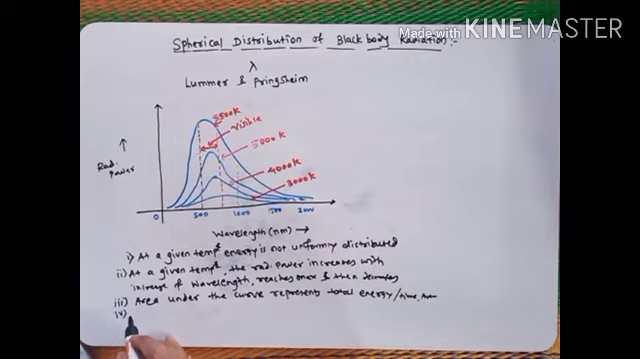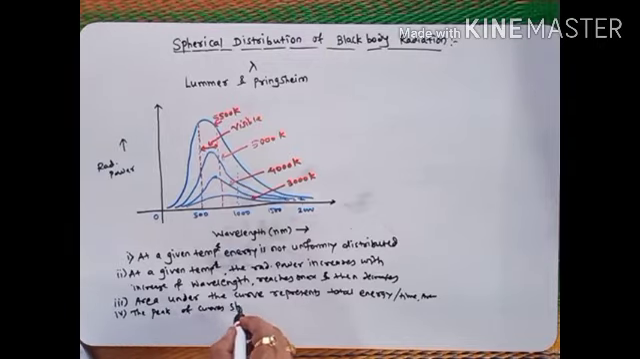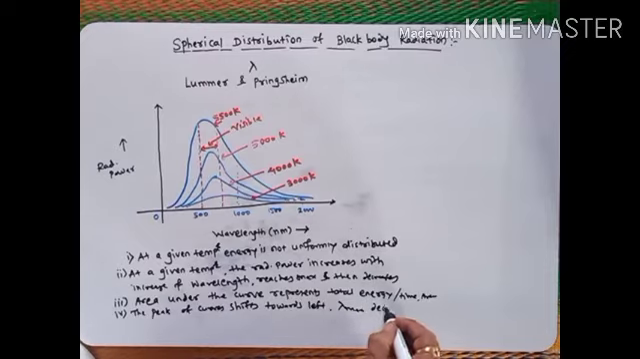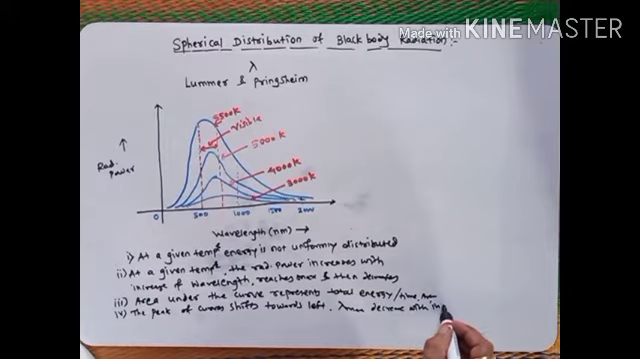Fourth, the peak of the curves shifts towards left, and that is, lambda max decreases with increase in temperature.